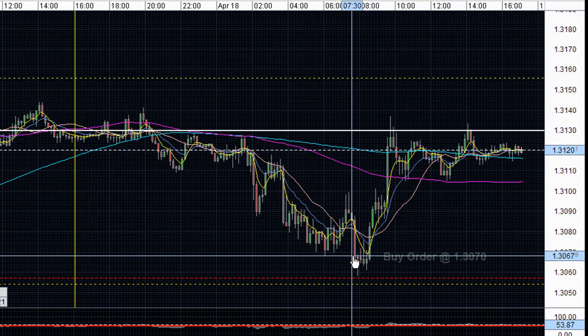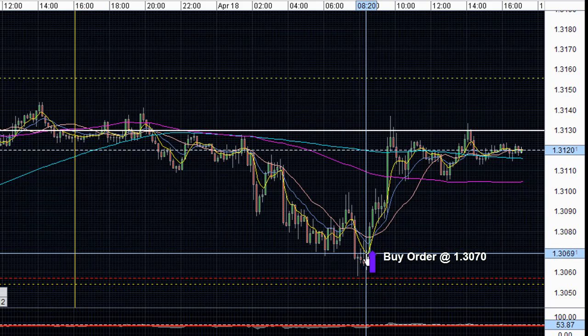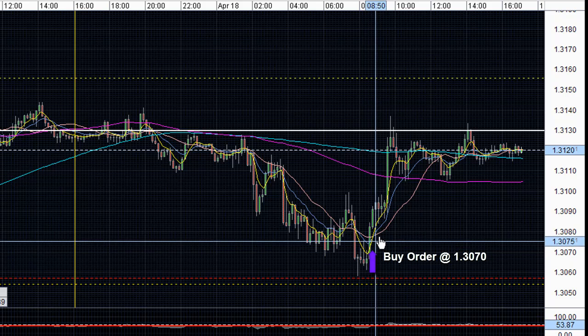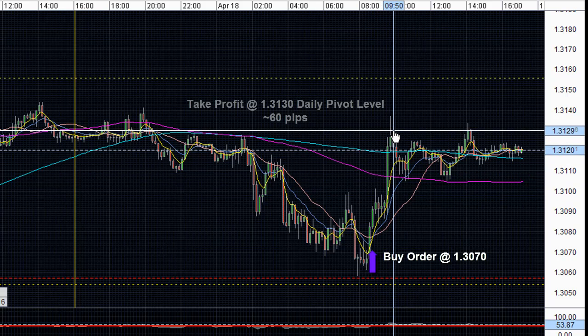I would have waited and entered a buy order around 30.70 and actually traded this pair until it reached the 31.00 psychological level and could have taken my profit there for about a 30 pip trade. But if I wanted to take on a little bit more risk and stay in the market, I could have held on to the trade and actually closed it out when it reached this daily pivot point at 31.30 for about a 60 pip trade.